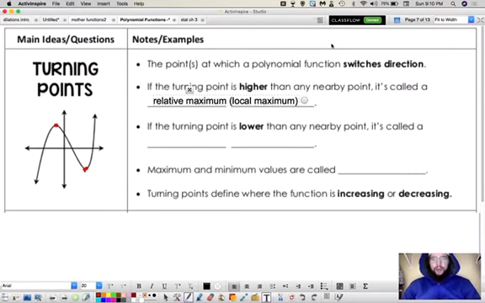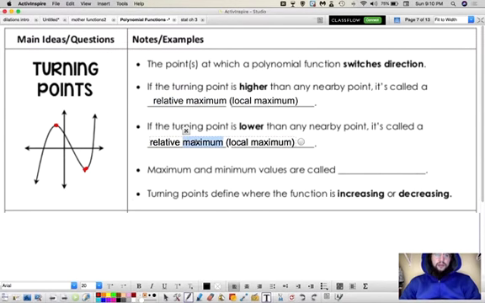So, back to business. I don't care if you use relative maximum or local maximum. They both mean the same thing. You could see it either way when you get to college. Doesn't matter. If the turning point is lower than the nearby points, it's called, can you guess, either a relative or local minimum. So relative minimum, or local minimum.